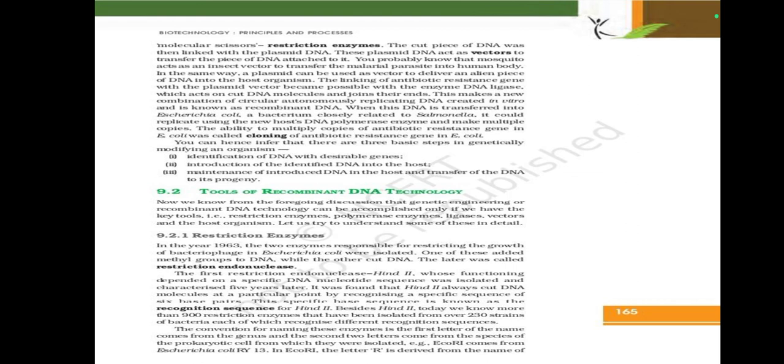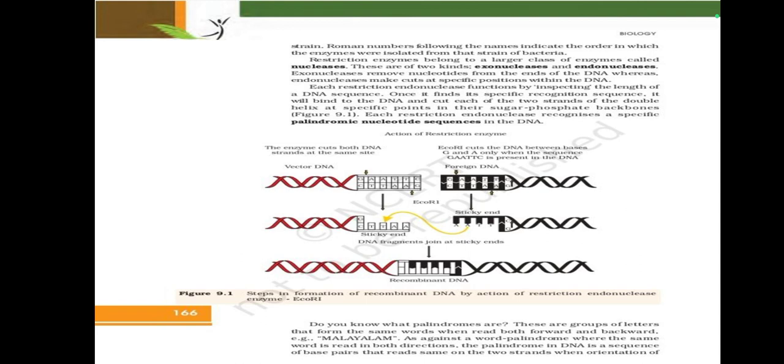The convention for naming these enzymes is that the first letter of the name comes from the genus, and the second two letters come from the species of the prokaryotic cell from which they were isolated. Example: EcoRI comes from Escherichia coli RY13, and in EcoRI the letter R is derived from the name of the strain. Roman numbers following the names indicate the order in which the enzymes were isolated from that strain of bacteria.